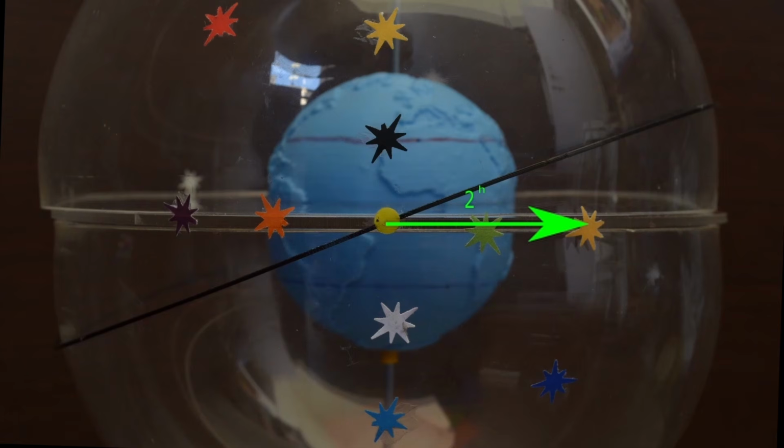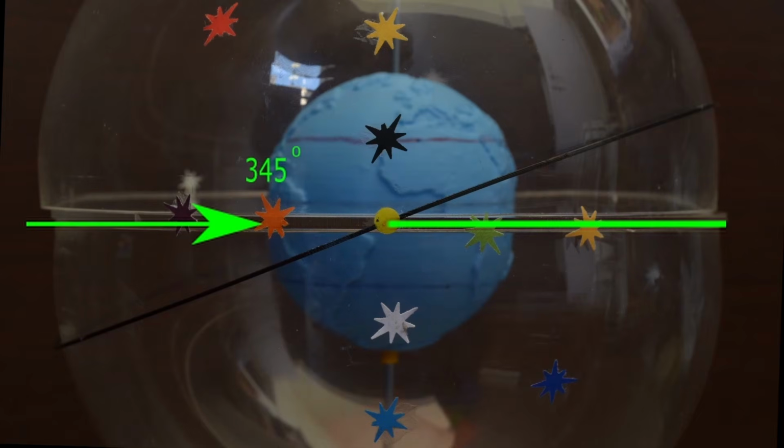How about this orange star? Angular separation is still 15 degrees, but on the other side. So right ascension for this orange star will be 360 minus 15 degrees, that is 345 degrees, which comes out to be 23 hours. For the brown star, it is 22 hours, as angular separation all the way is 330 degrees.